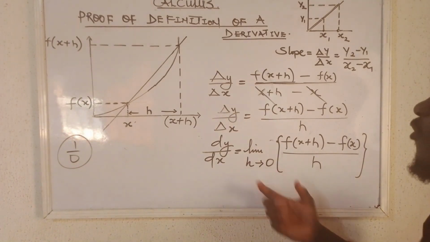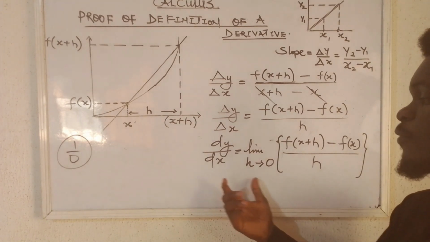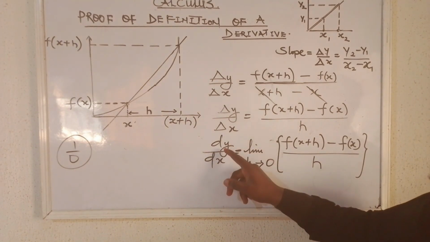This is the simple formula, or some places call it the first principle. So this is how he propounded it. This is exactly what will give you the dy/dx.